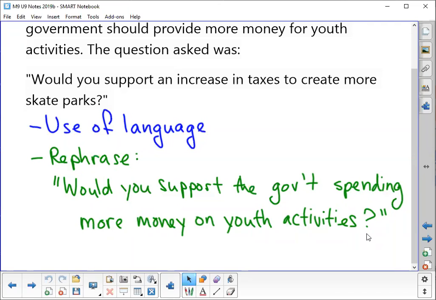It's asking what they want, what the initial survey was really looking to have answered, but it takes away the increase in taxes because that's a bias against it. You're going to get a lot of people saying no, when if you had made your intent more clear, they would probably say, huh, yeah, that's a good idea. And this GOV apostrophe T, this is the short form for the word government.